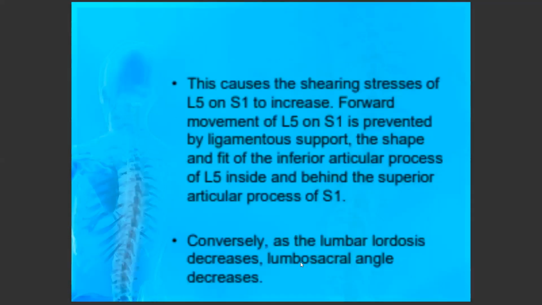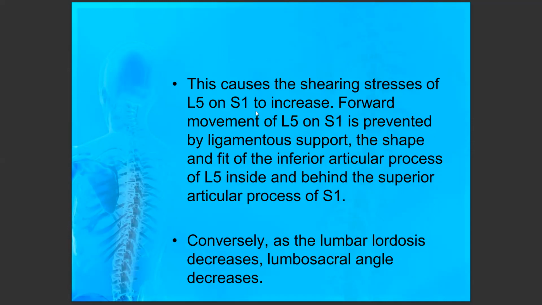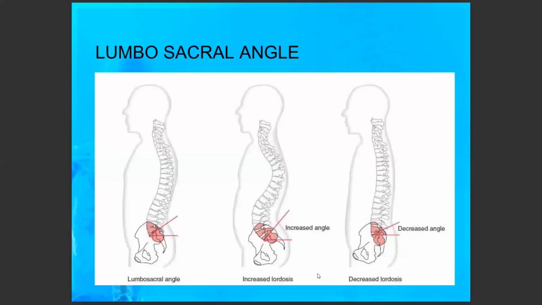This causes the shearing stresses of L5 and S1 to increase. Forward movement of L5 on S1 is prevented by ligamentous support, and by the shape and fit of the inferior articular process of L5 inside and behind the superior articular process of S1. Conversely, as the lumbar lordosis decreases, the lumbosacral angle decreases, as we discussed in the previous slide.